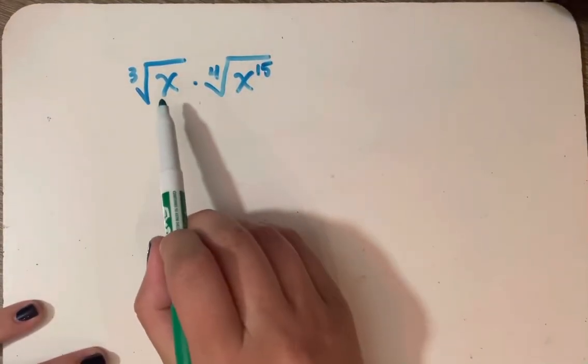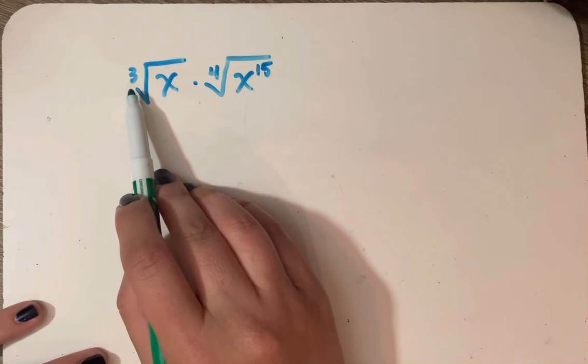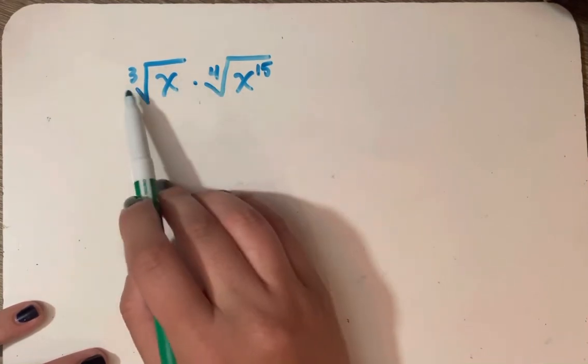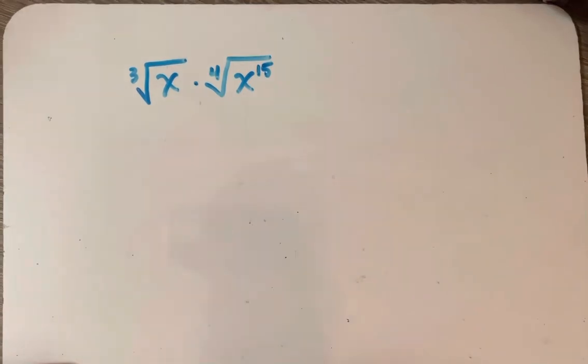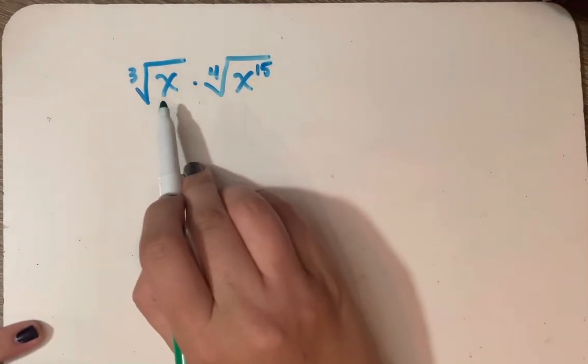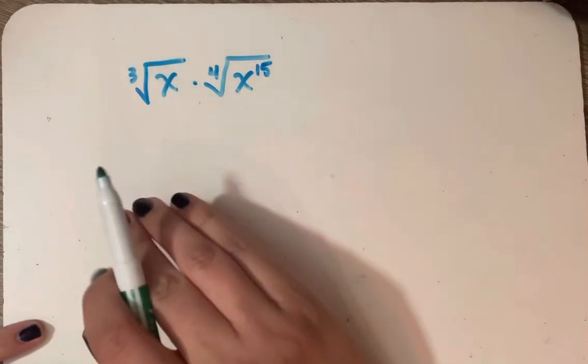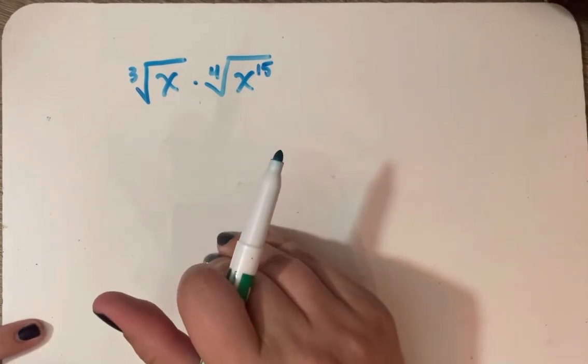So let's say that I have two radicals. Notice that these radicals have different indexes. So I have a cube root and then a fourth root. So in order to multiply these, I actually need to take each radical and transfer it back into exponent form.